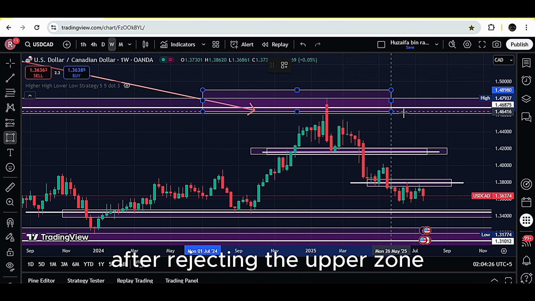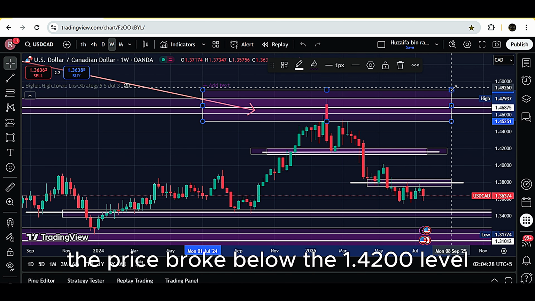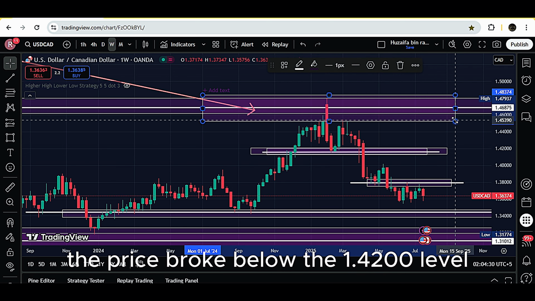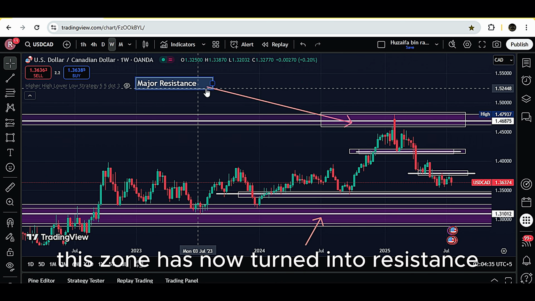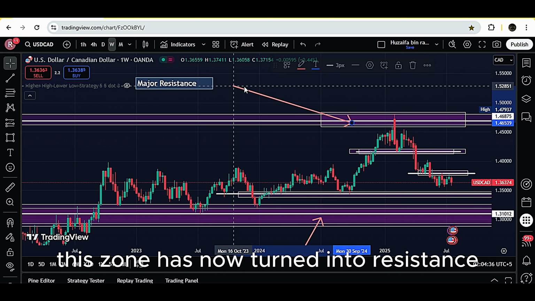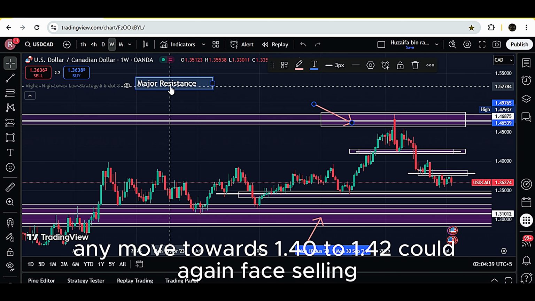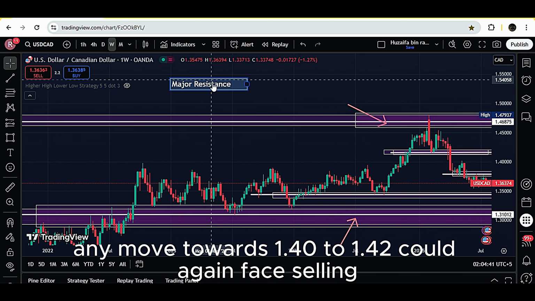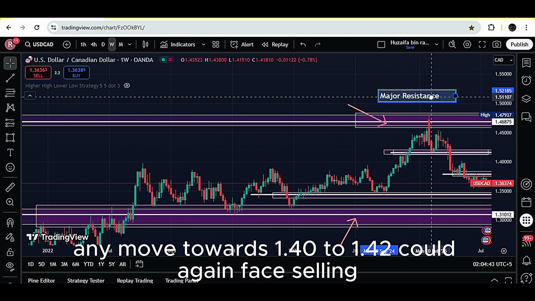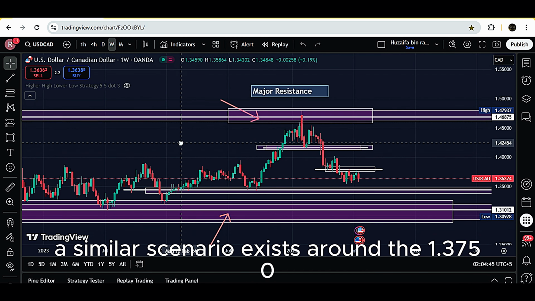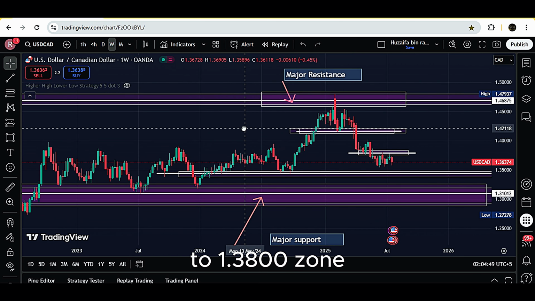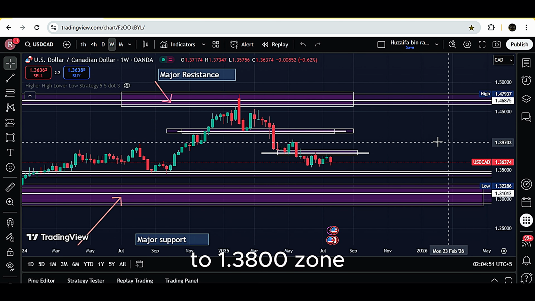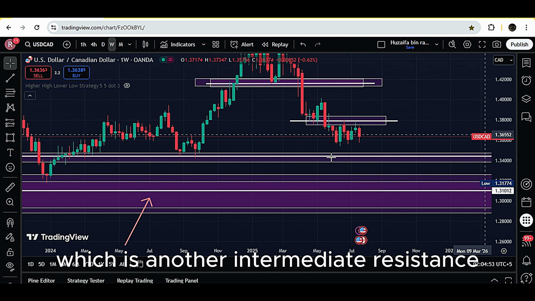After rejecting the upper zone, the price broke below the 1.4200 level, which was acting as a strong weekly support. This zone has now turned into resistance, meaning any move towards 1.40 to 1.42 could again face selling. A similar scenario exists around the 1.3750 to 1.3800 zone, which is another intermediate resistance.